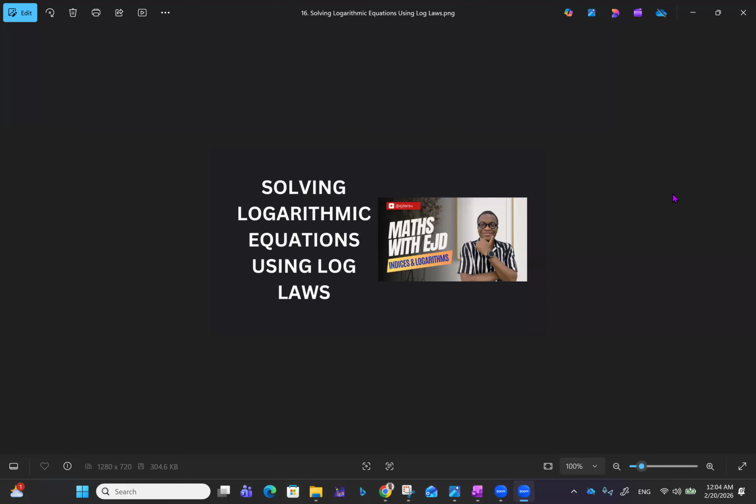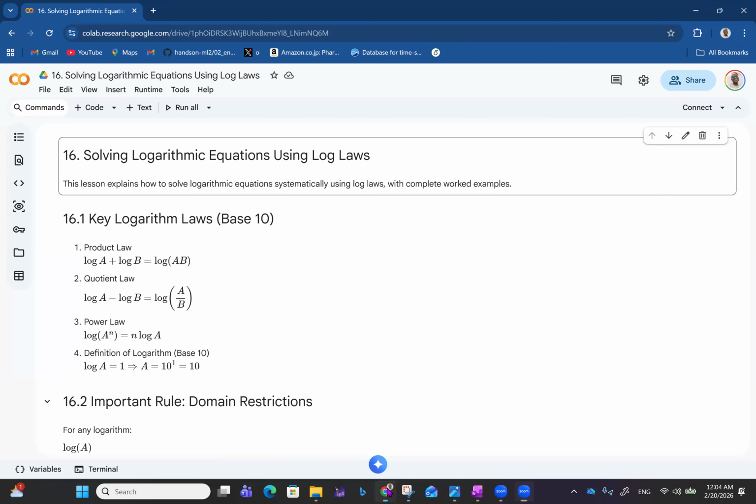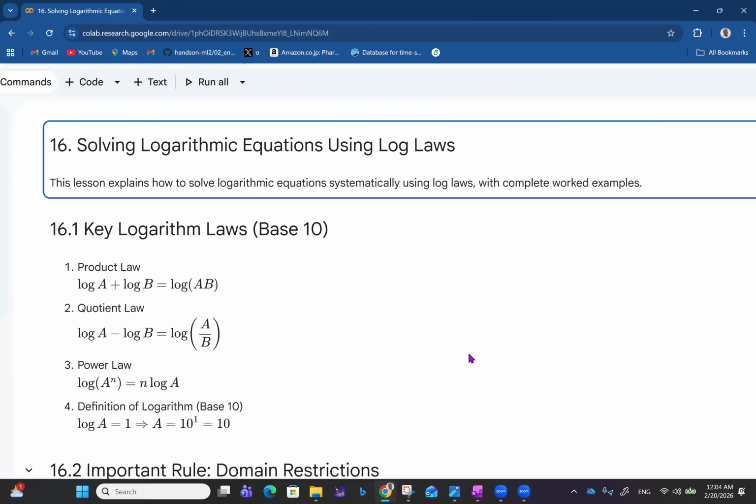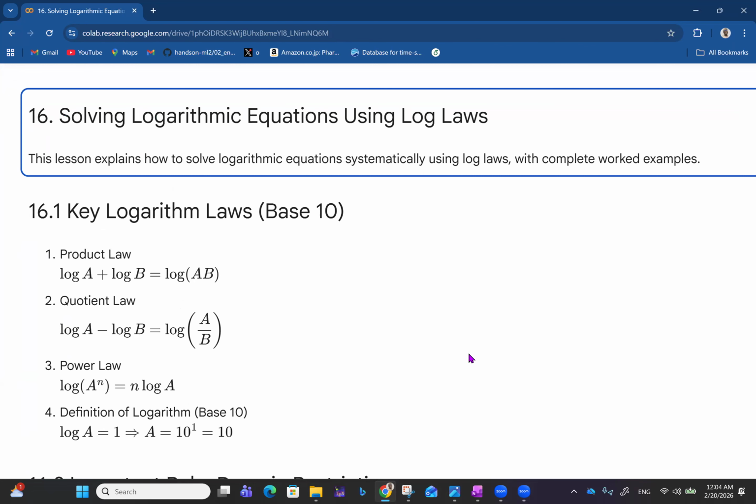We are still solving logarithmic equations using different methods. In this video, we'll be looking at how to solve logarithmic equations using log laws, the laws of logarithm, which we considered in the second video, I believe. This lesson explains how to solve logarithmic equations systematically using log laws with complete worked examples.